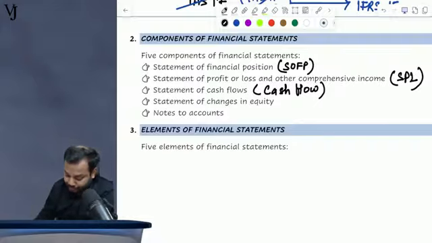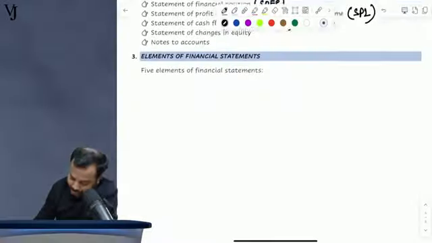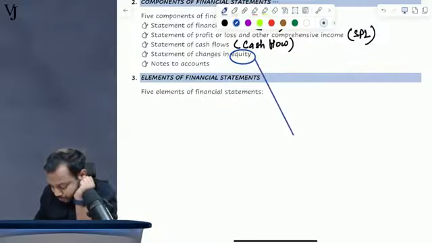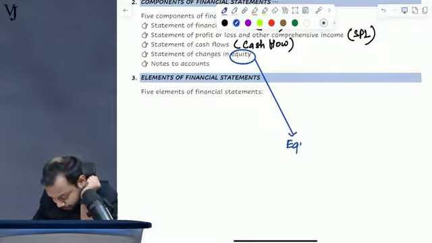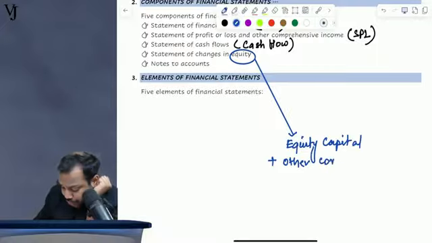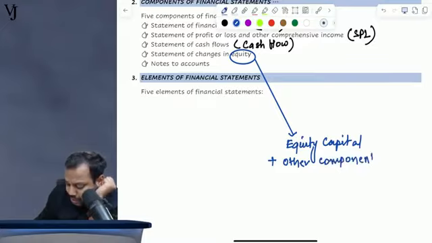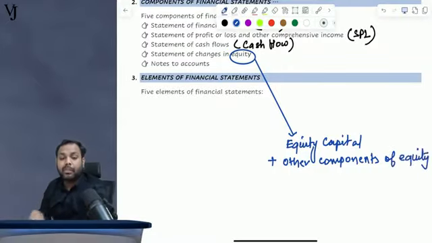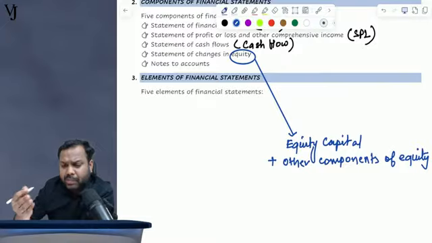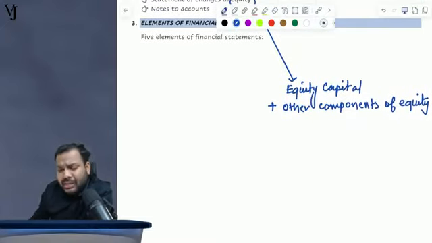Now understand, I need space. Okay, I'll write here. This equity. Equity means what? Equity means equity capital plus other components of equity. Now, equity capital, you very well know, is the number of shares multiplied by the face value. But what is the meaning of other components of equity?